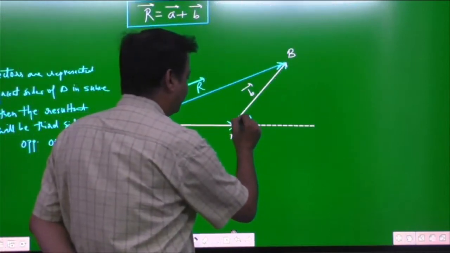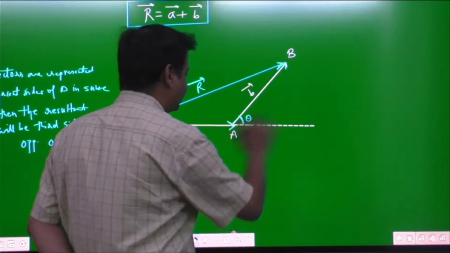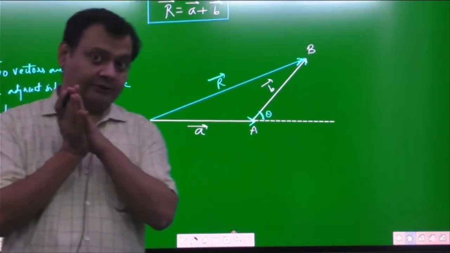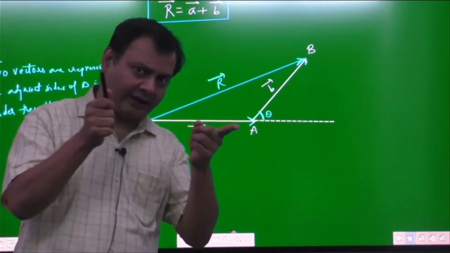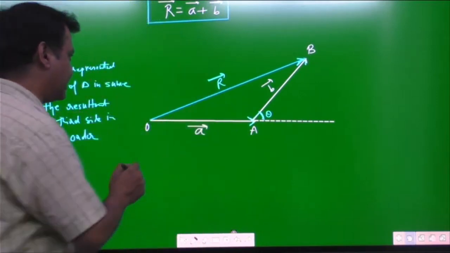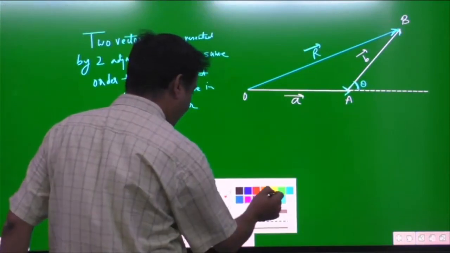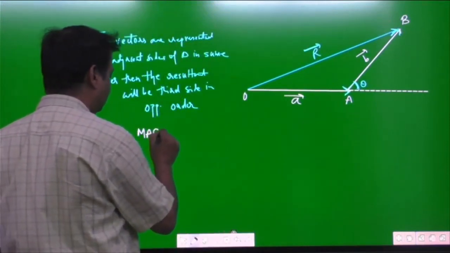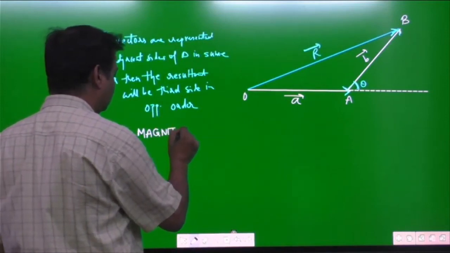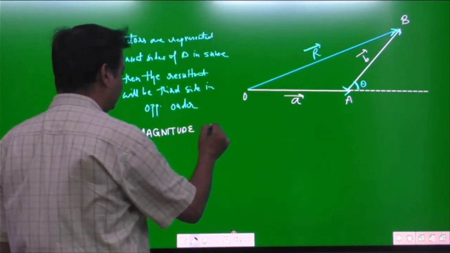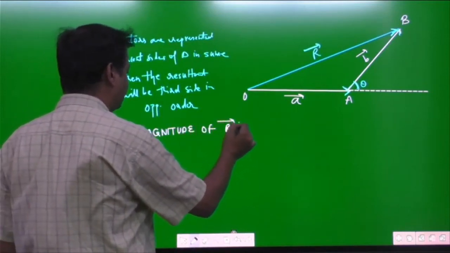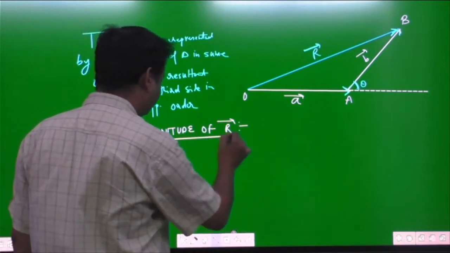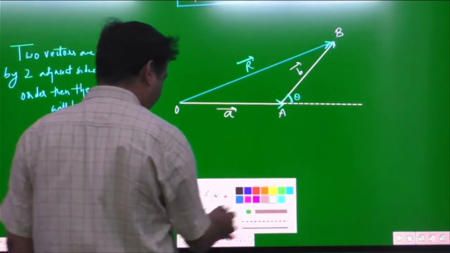We know how to make the vector angle head to tail, the extended line angle, the supplementary angle. Now, goal one, we have to find the magnitude of vector R. That is the first goal. We are interested in the derivation of the expression for the magnitude of vector R. And the derivation of the triangle law is also important. Sometimes you have to work it out.